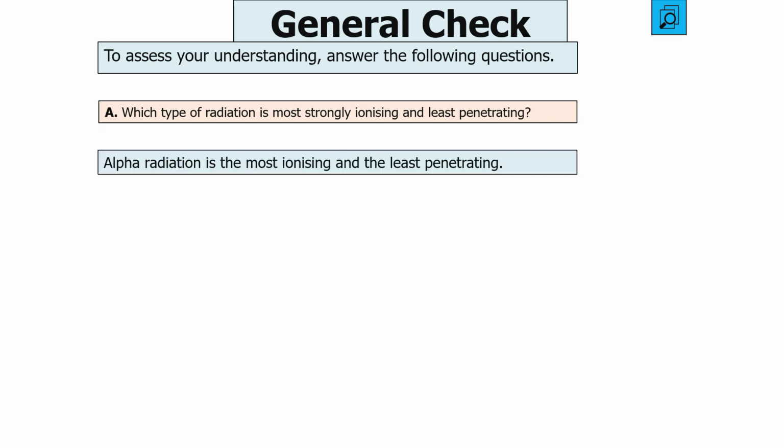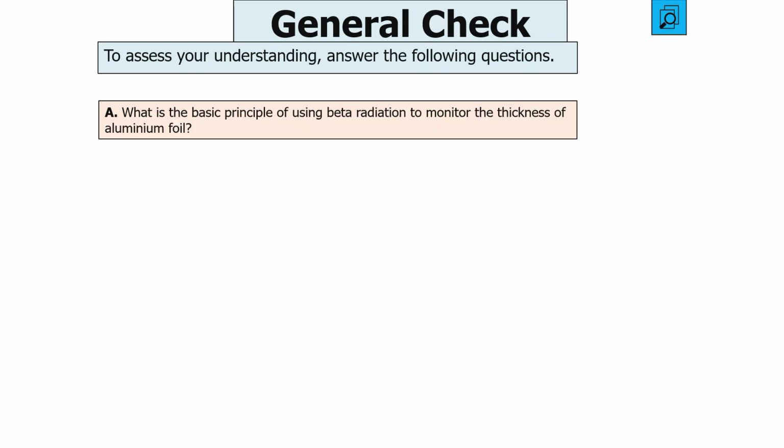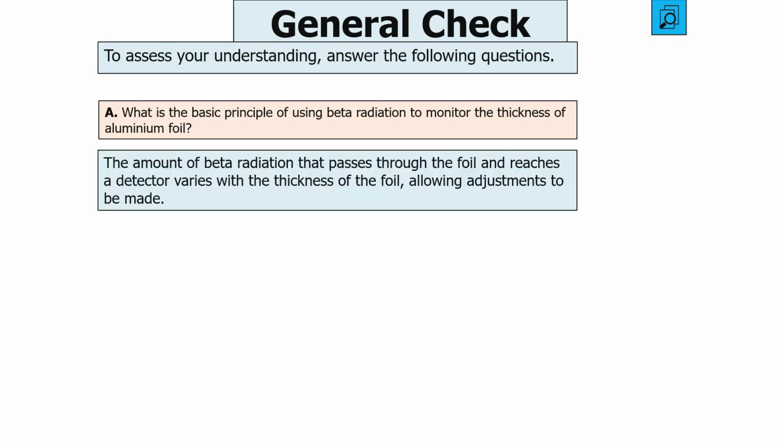Alpha radiation is the most ionizing but also the least penetrating. Which type of radiation is the most penetrating but least ionizing? Gamma radiation. The following question says, what is the basic principle of using beta radiation to monitor the thickness of aluminium foil? The amount of beta radiation that passes through the foil and reaches the detector varies with the thickness of the foil. This allows adjustments to be made.